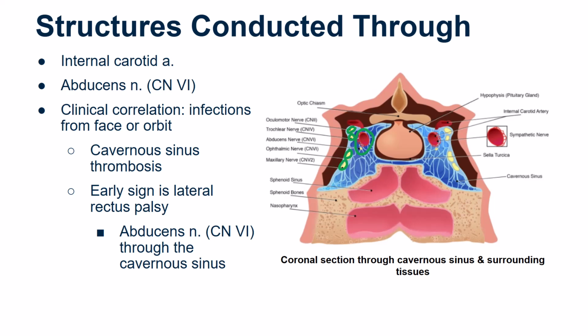Now, one of the earlier signs of a cavernous sinus thrombosis would be the inability to abduct the eye because of a lateral rectus palsy. And that is due to an impingement from that thrombosis upon the abducens nerve. Recall, the abducens nerve helps to abduct the eye.